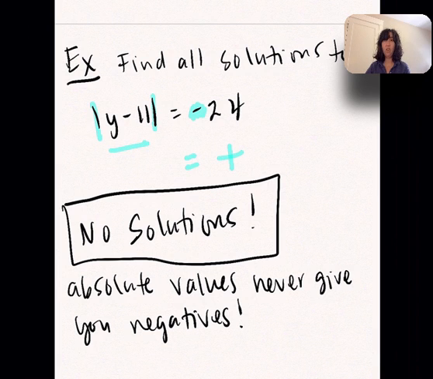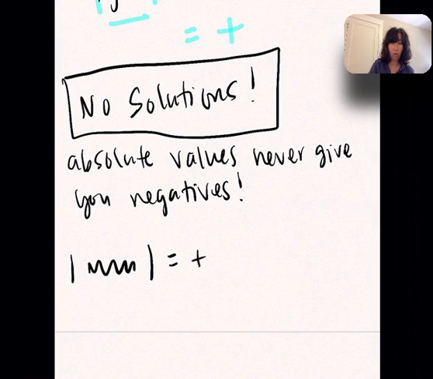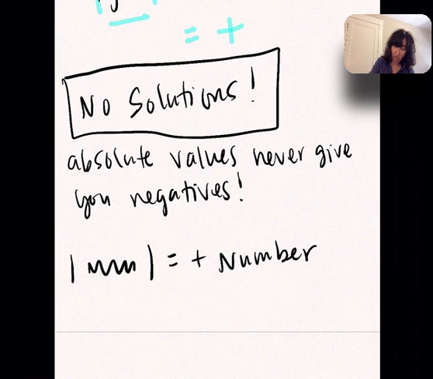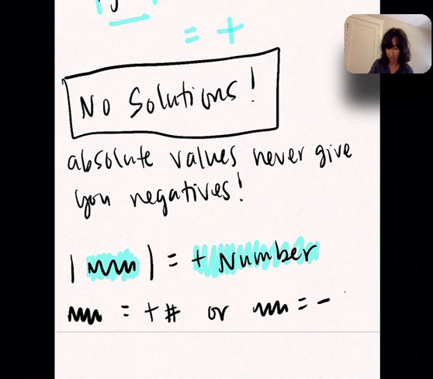Now, what's your general approach? Well, if you have absolute value of something, so if you have like absolute value of blah, blah, blah equals a positive number, you can solve it by taking the thing on the inside, so this thing here, and you can set it equal to the positive version of the number and then also the negative version of the number. So what you would do is you would set the squiggly guy equal to plus the number, or the squiggly guy equal to minus the number.